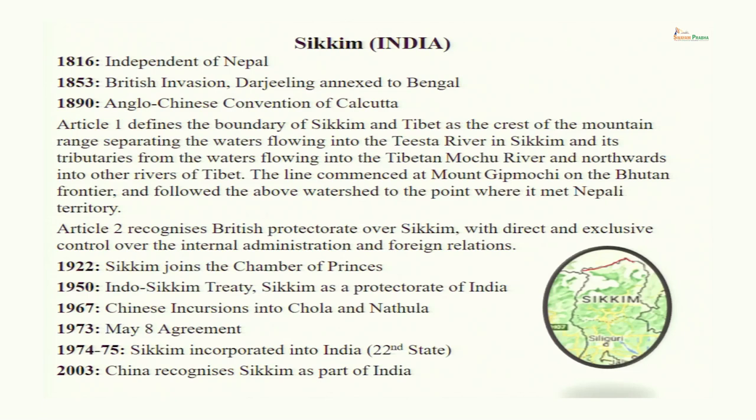Anglo-Chinese convention, a treaty between the Chinese and the British, which basically determined the boundary of Sikkim. Only problem was this, the Chumbi Valley. This is the Chumbi Valley, this reverse triangle, which is Chinese territory. It's like a dagger into the Indian territory, between Sikkim and Bhutan. So this is Bhutan, this is Sikkim, and this belongs to China, because this is Tibet.